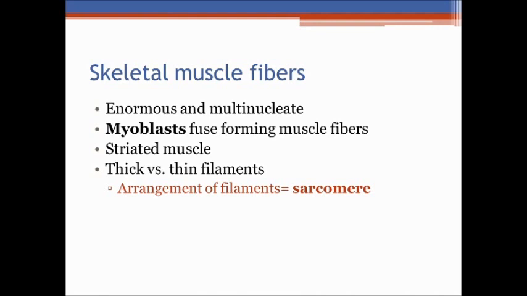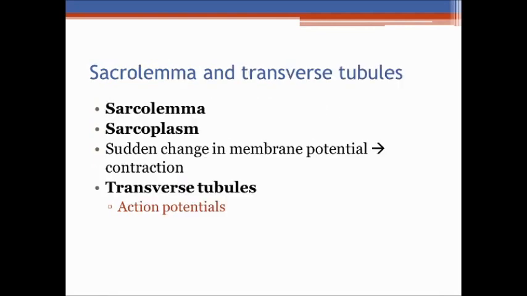Muscles are striated in that they have a striped-like appearance. And they are composed of thick and thin filaments. Thick filaments are composed of the protein myosin, and thin filaments are composed of the protein actin. The arrangement of these filaments in their striated appearance is known as the sarcomere. The different types of organelles within the muscle cell also have their own special names.